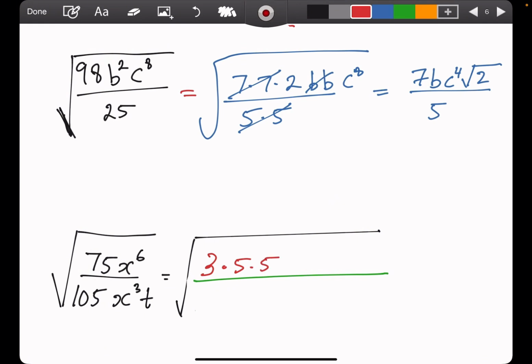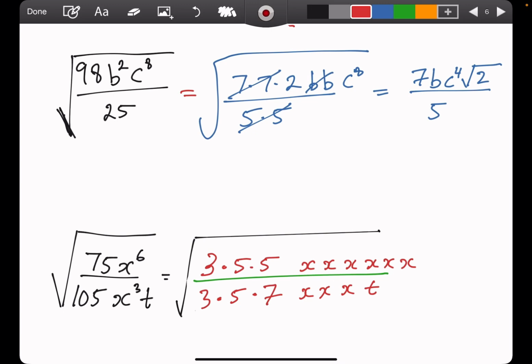Let's see. 3 times 5 times 5. Let's break down the bottom. The bottom is 3 times 5 times 7. And now the letters: 1, 2, 3, 4, 5, 6, and we have 1, 2, 3, and C.